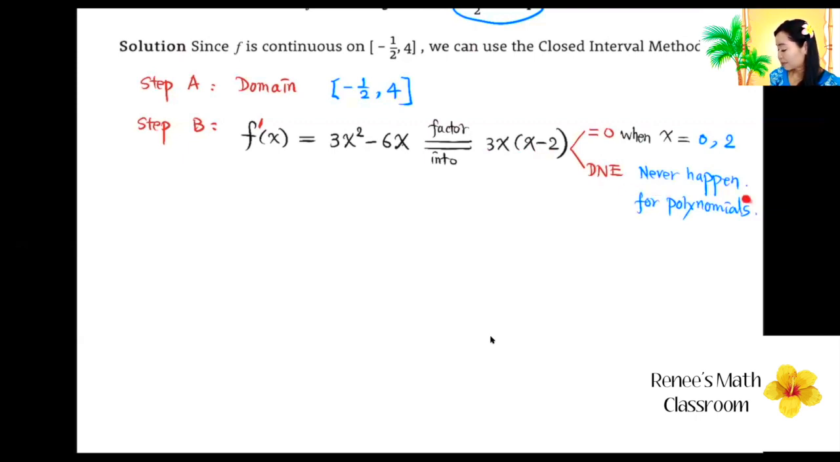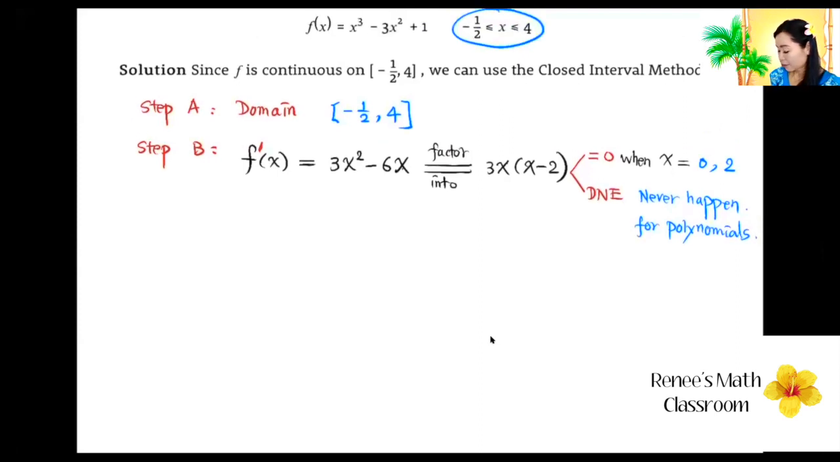So let it happen, okay? The critical numbers of this function will be those numbers inside this domain. So let's see if they are inside the domain. Is 0 inside this domain? Yes. What about 2? Yes. So both of them are critical numbers.